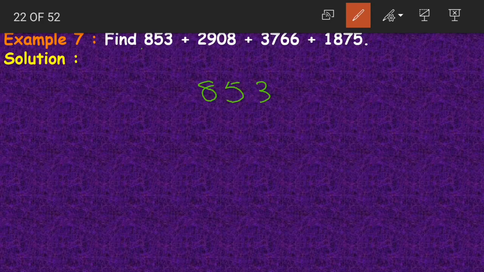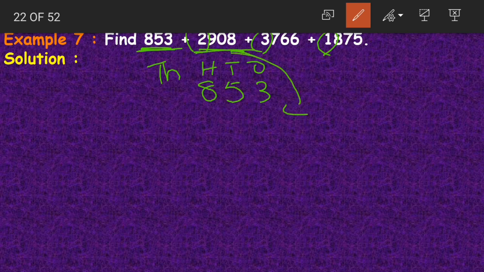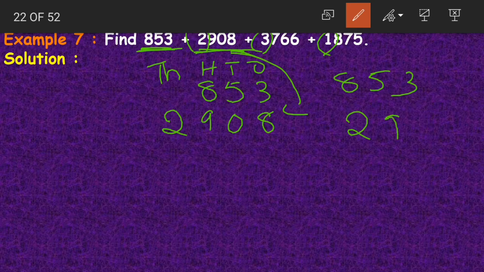It is important, again students, that we add the numbers in the same places. Here we have only till hundreds place, ones, tens, hundreds, right? But in the next numbers we have a digit in the thousands place as well. So what I'll do with 2908 is I'll write it from backwards, 8092. If I wrote like this, we had 853 here, 2908.